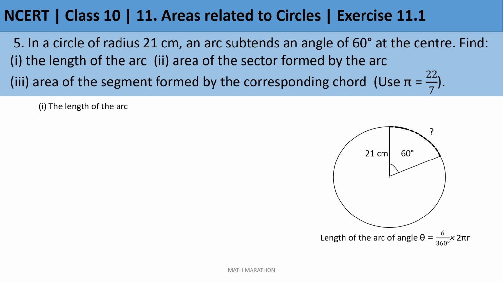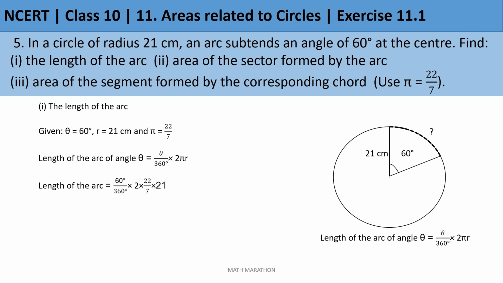Let us find the length of the arc. We have the following information. Theta is 60 degree. Radius r is 21 centimeter. And pi is 22 by 7. Length of the arc is theta divided by 360 multiplied by 2 pi r. Length of the arc is theta, which is 60, divided by 360 multiplied by 2 pi, which is 22 by 7, multiplied by r, which is 21.